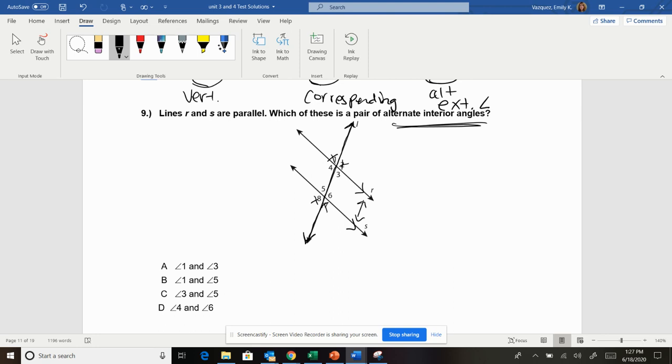So examples of alternate interior angles would be angle 4 and angle 6. Alternate means hop over the line. Interior means they're in between. Or angle 3 and angle 5. So it looks like C and D were the correct answers for number 9. Those are alternate interior angles.